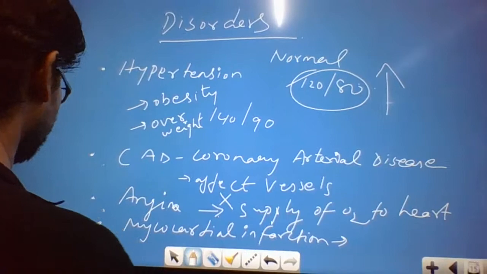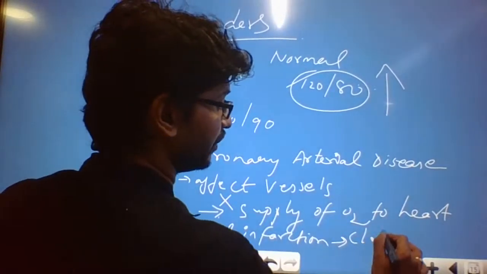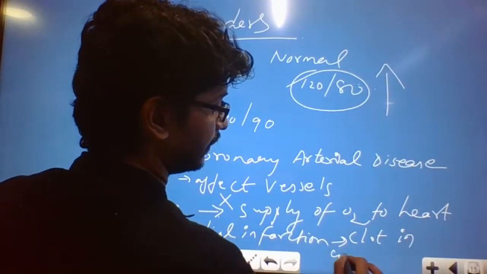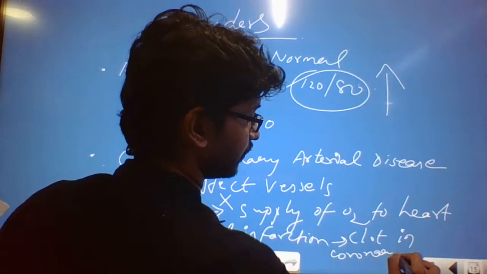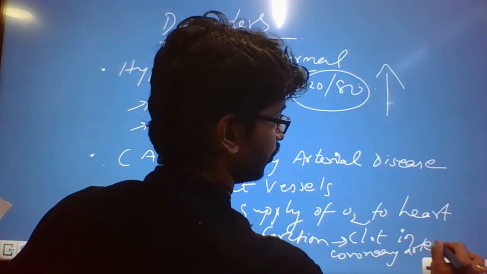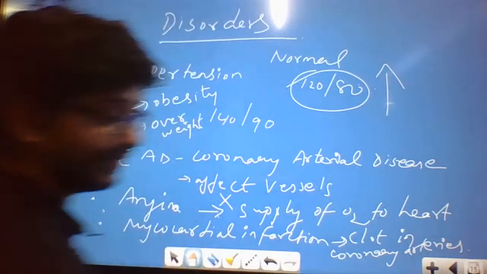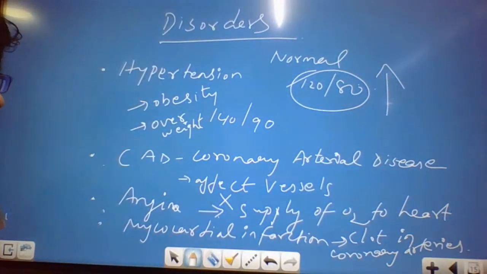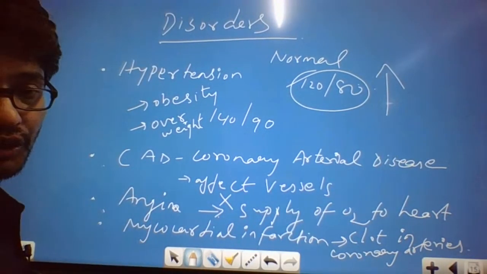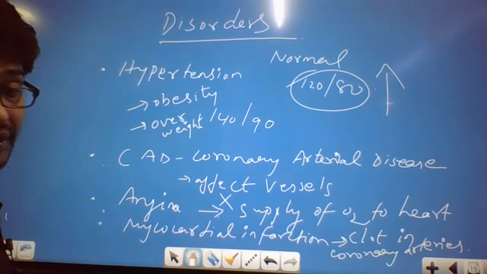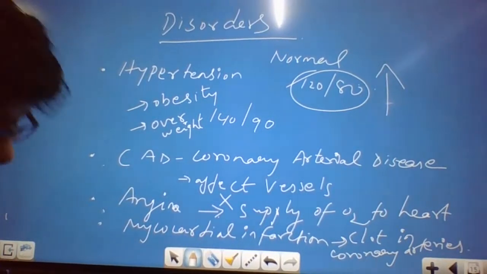This is a clot in the coronary arteries. In the coronary arteries, where you could see the heart blocks, people say a heart attack has come. That is what we call myocardial infarction.